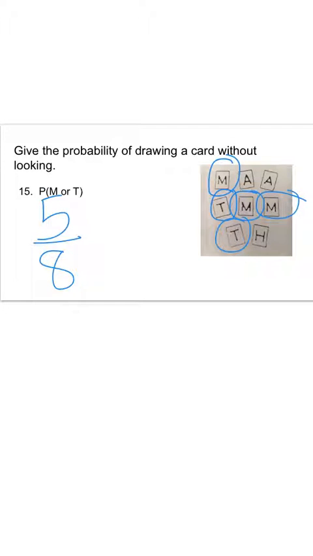Find the probability of pulling an M or a T card. That means it can be M or T. So you know that there are 8 total cards and 8 goes at the bottom. Now we can circle anything that's an M or a T. So there's 1, 2, 3, 4, 5. 5 will go on the top, and there's 5/8 of probability of pulling an M or a T card.